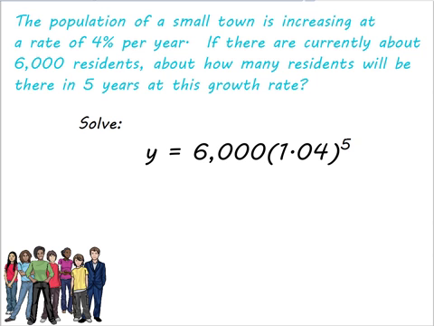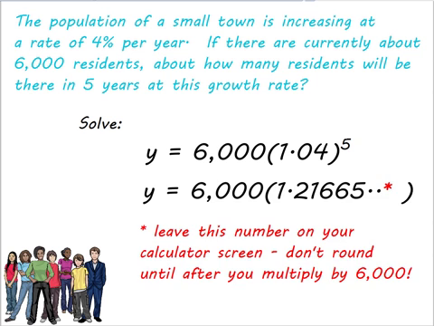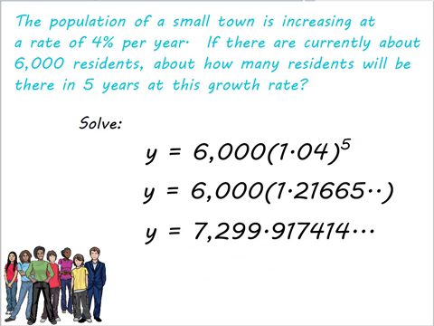In order to solve an exponential equation, remember I have to do what's in the parentheses first. There's nothing to do there. Then I have to do the exponent, so I take that to the 5th power. If I do that on a calculator, I'm going to get a big long decimal. I'm going to leave that number on my calculator screen and not round it until after I multiply by 6,000. In the end, I would get 7,299.917, on and on and on.